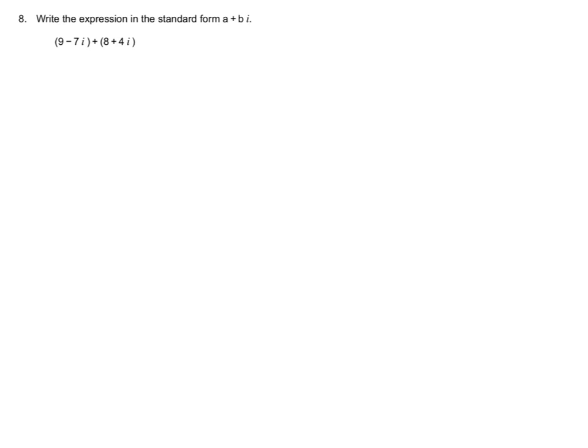Since we're adding them, I can just remove the parentheses and then combine like terms. So I have 9 minus 7i plus 8 plus 4i. Now, i is a complex number. It stands for the square root of -1. But instead of writing the square root of -1, we're going to replace that with i.